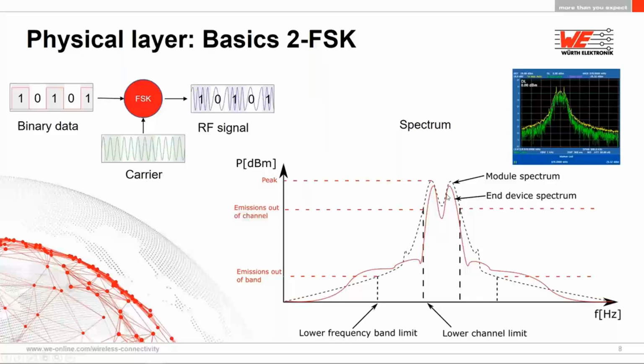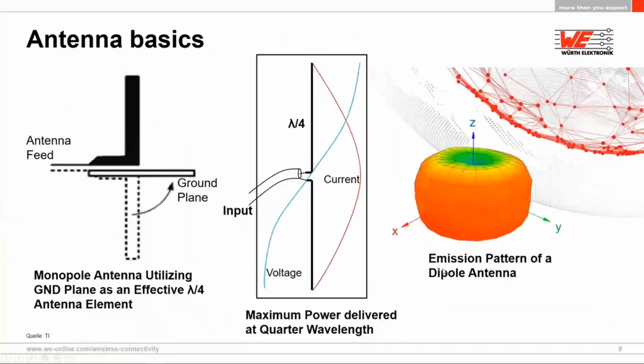We need to stick within rules and limits in order to qualify and not to disturb other channels, other operators on the neighboring channels. And for that matter, we need to stay within emission limits. And you can see at the bottom here, for example, this would be an emission out of band. Right, that's a bit of theory. The center frequency and the bandwidth, which we need to stick in and adhere to.